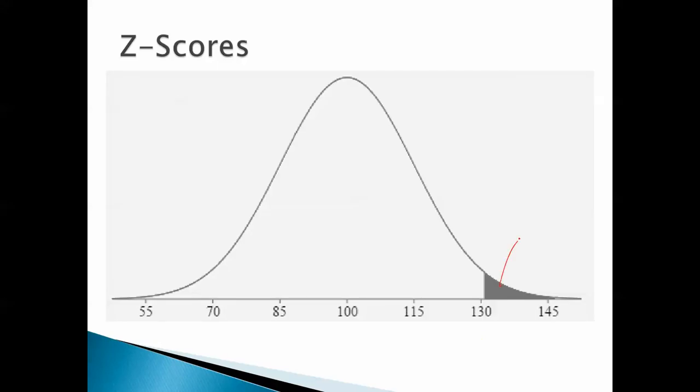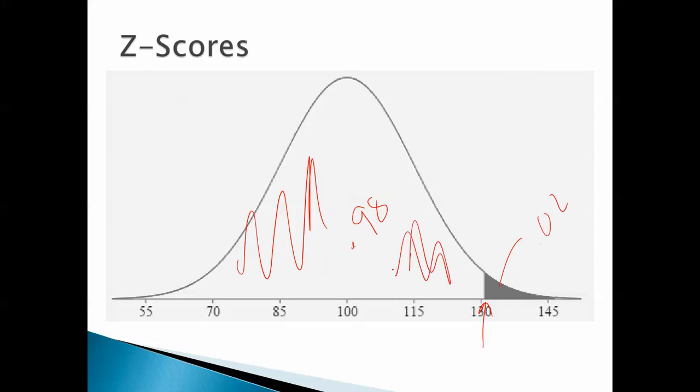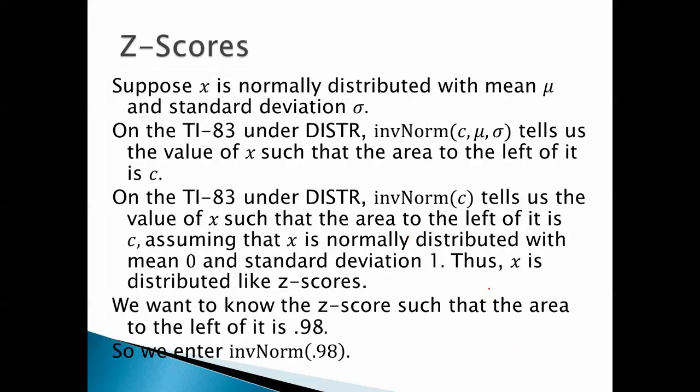Again, you're in the top 2% of scores, which means this is the 98th percentile. This area is going to be 0.98. So we just need to find the z-score that corresponds to this area, the z-score that's to the right of 0.98. Here's another way of putting it.